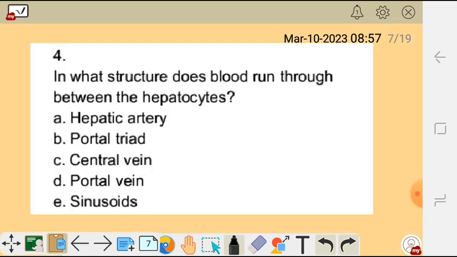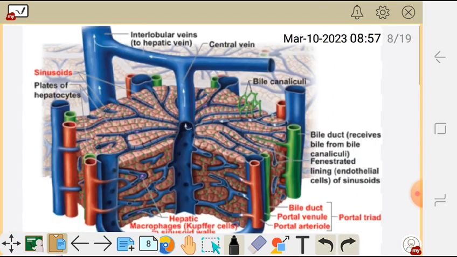So the structure where blood runs through between the hepatocytes is called the sinusoid. The hepatic artery and the portal vein, they form what we call a portal triad there, and they drain into the sinusoid, which now drains into the central vein. So the correct answer is E, the structure where blood runs through between the hepatocytes. We move on to question 5.